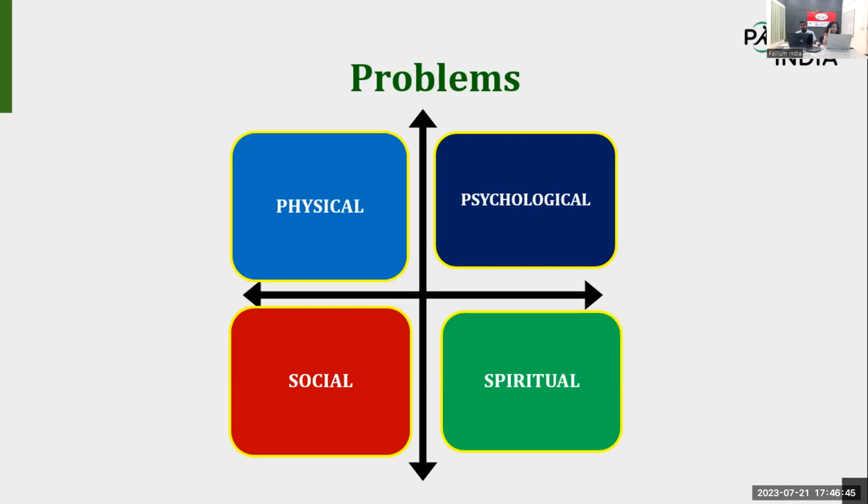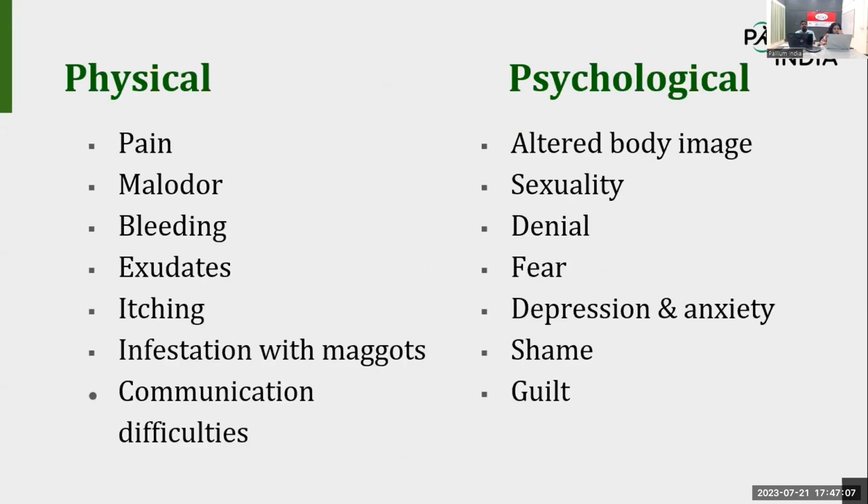So we continue with the fungating type of wound. Mainly, four types of problems happen in patients with this type of wound: physical, psychological, social, and spiritual. The patient is affected in these four aspects. First, physical. Physically, this type of wound causes severe pain. Then foul smell, malodor, will happen. Then bleeding due to the altered circulation.